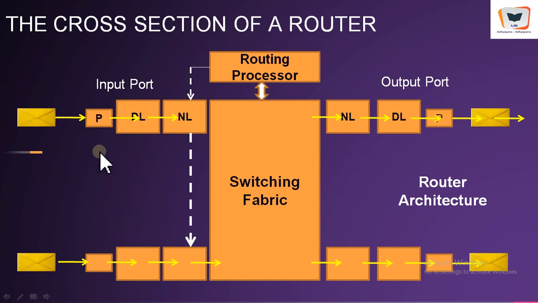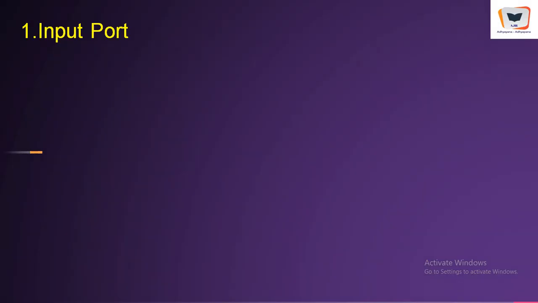It has specifically 4 functional units. 1, the input port, 2, the output port, and in between comes the switching fabric. The switching fabric, input port and output port are guided by a processor called the routing processor. Now we will go on explaining one functional unit after the other with total completeness.